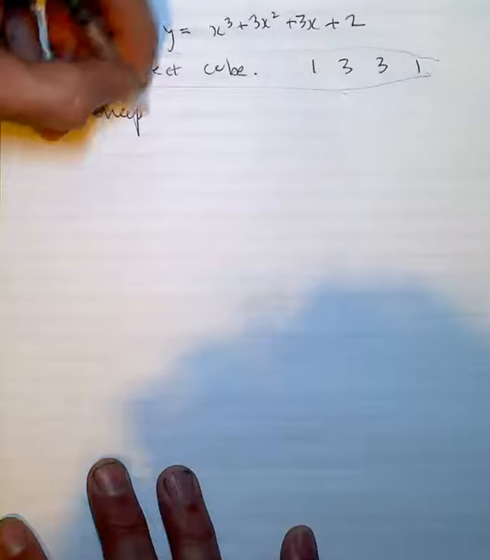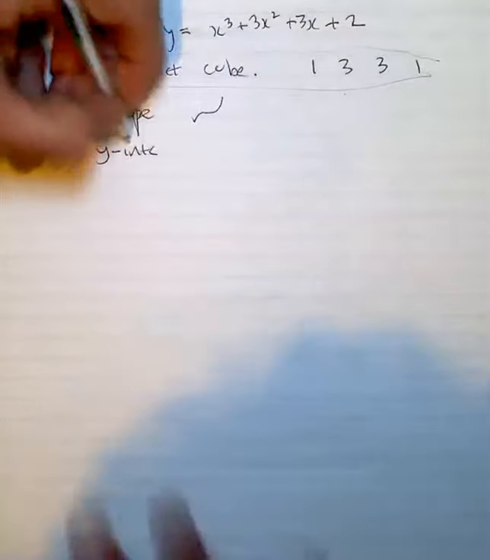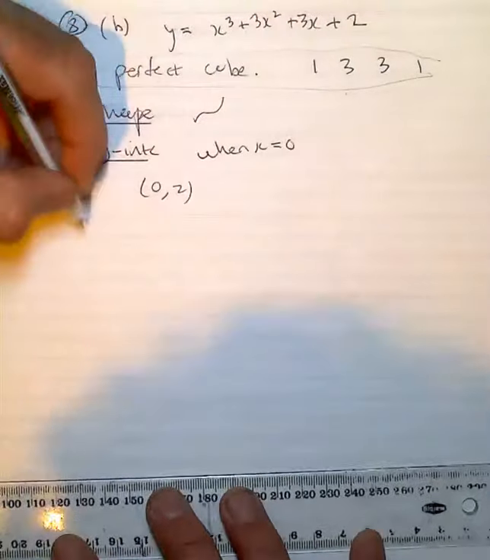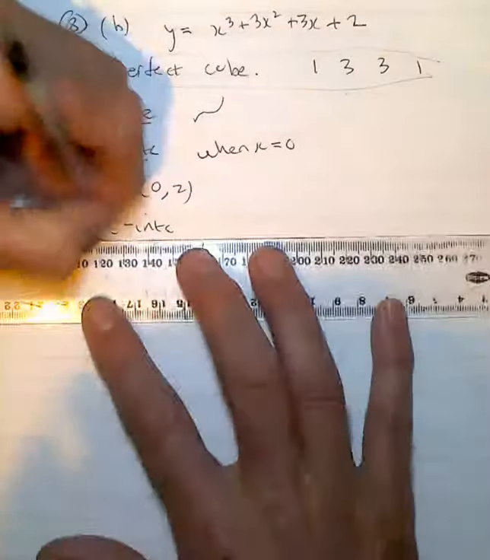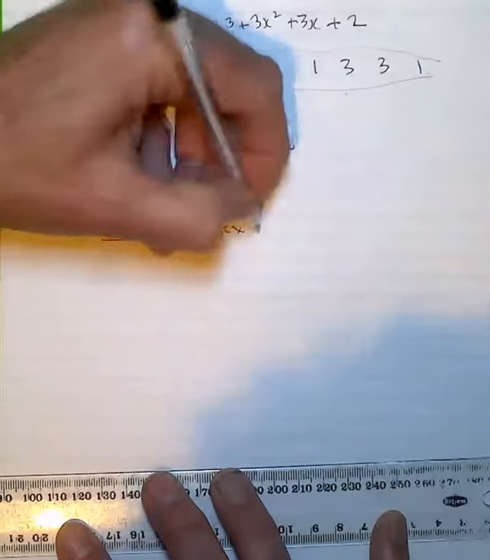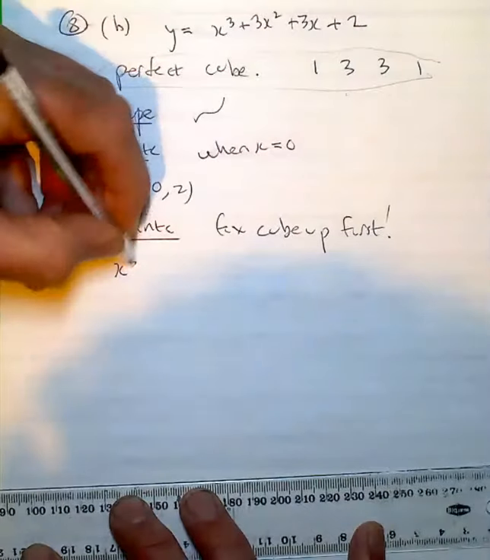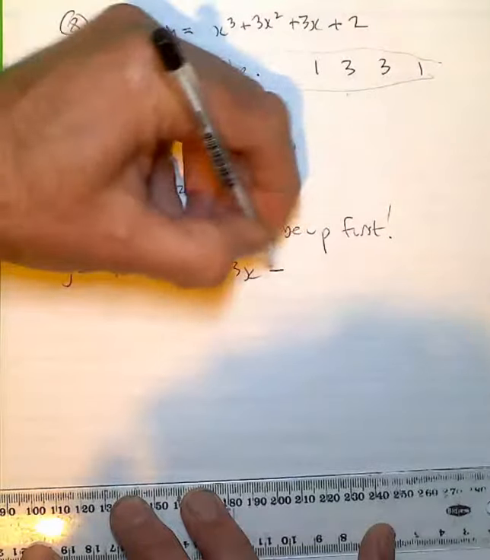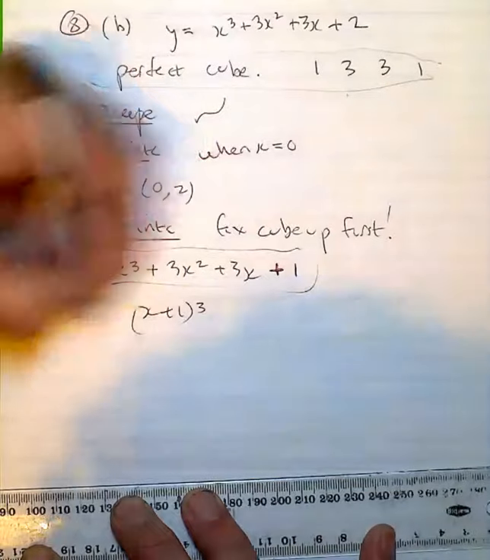The shape is going to be of this order, positive. The y-intercept, well, that's going to occur when x is equal to 0, and we'll have it at 0, 2. The x-intercepts, well, I might have to actually fix the cube up first. Now I need a plus 1 there in order to get x plus 1 all cubed.